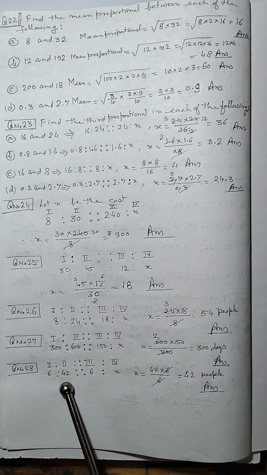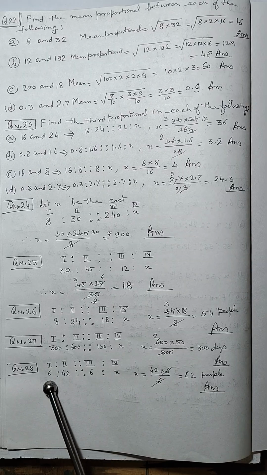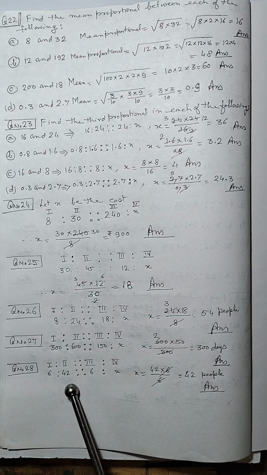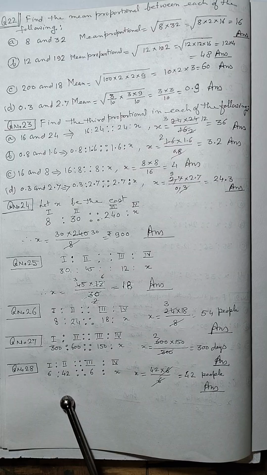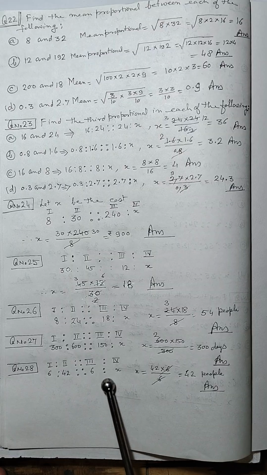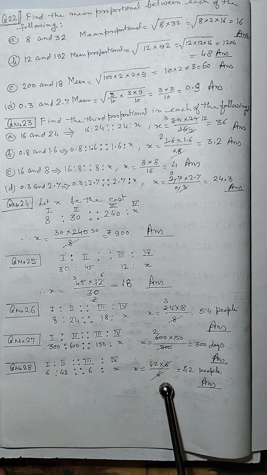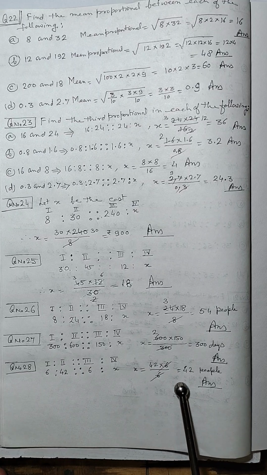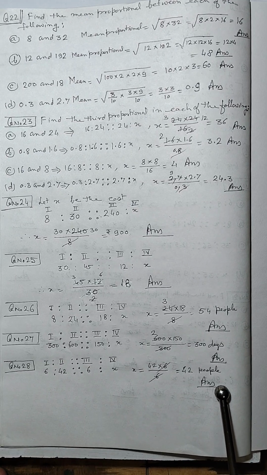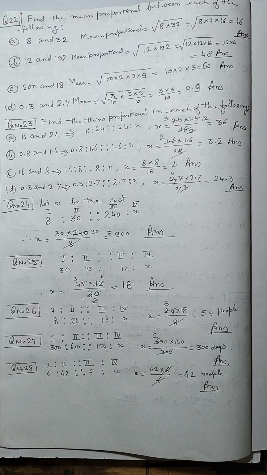Write down the greater number at the second place and the remaining on the first place. So 42 will be written on the second place. So 6 is to 42, same ratio, 6 is to x. So x will be equal to 42 into 6 whole divided by 6, it will be equal to 42 people. That's all.